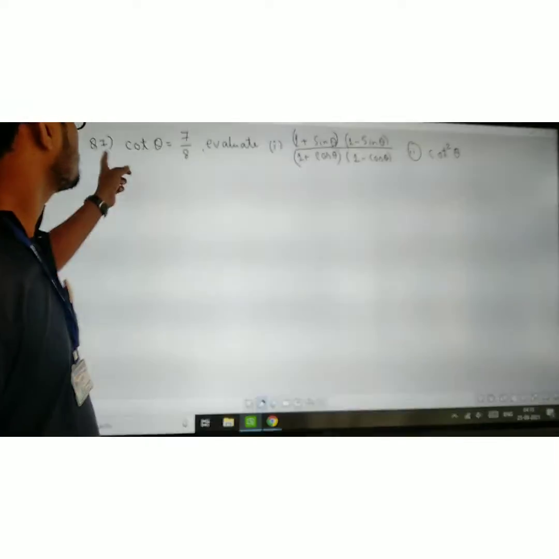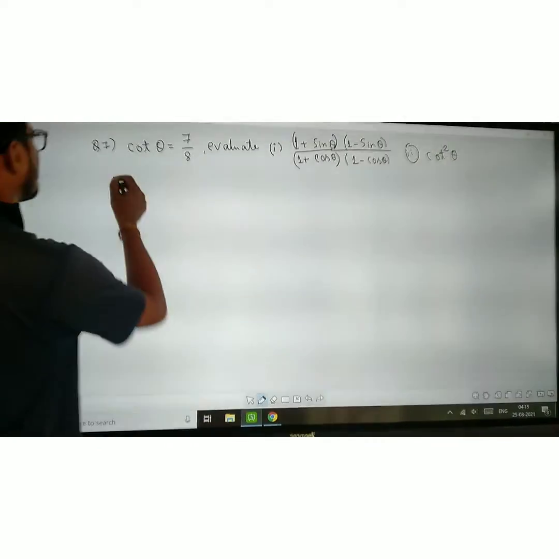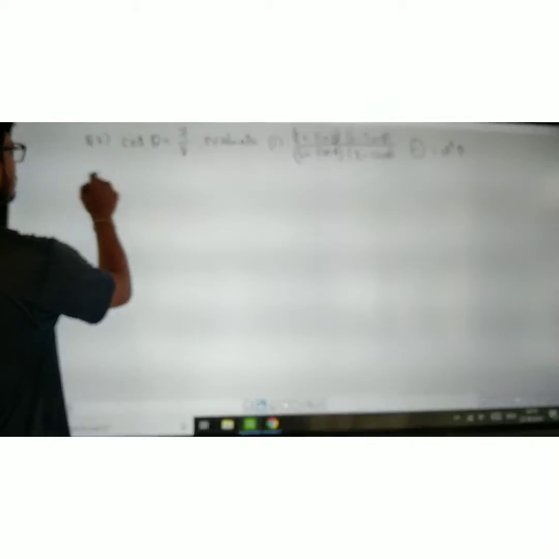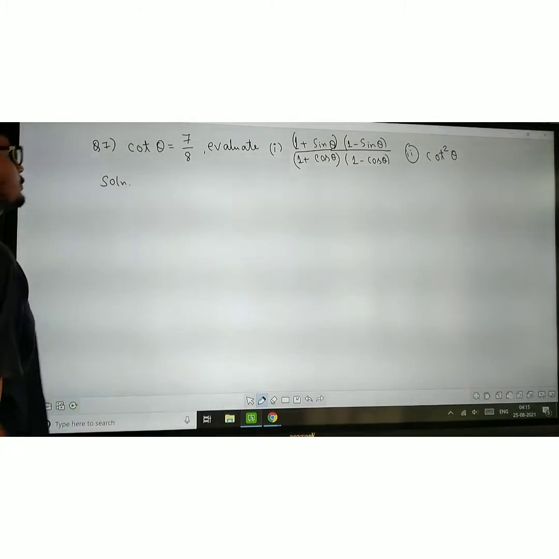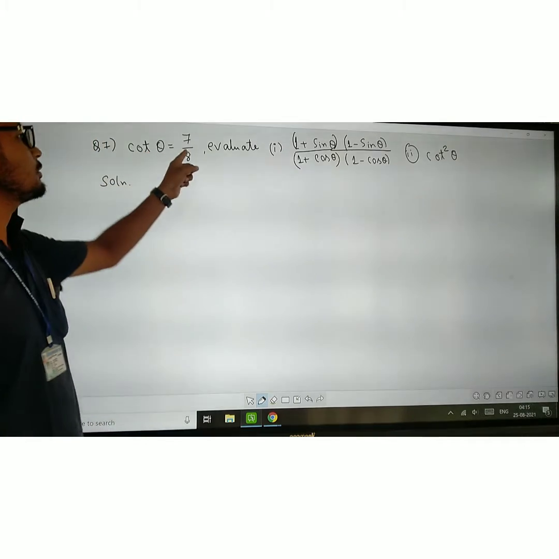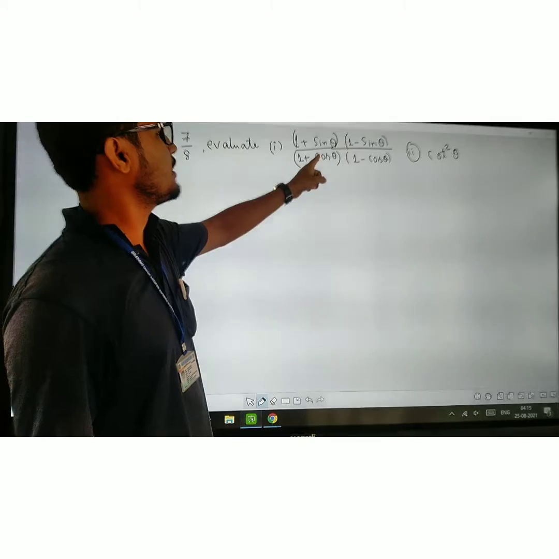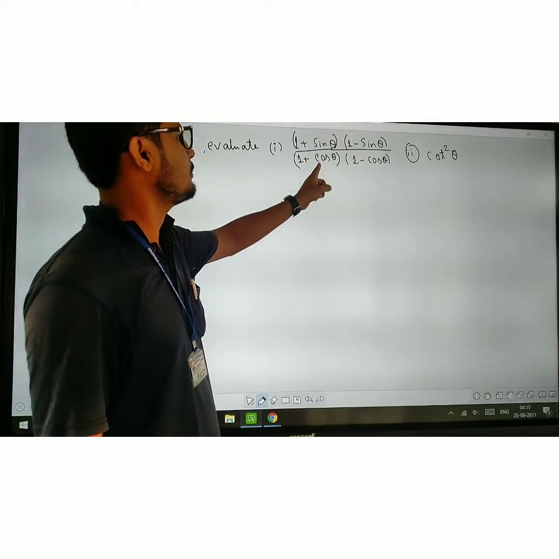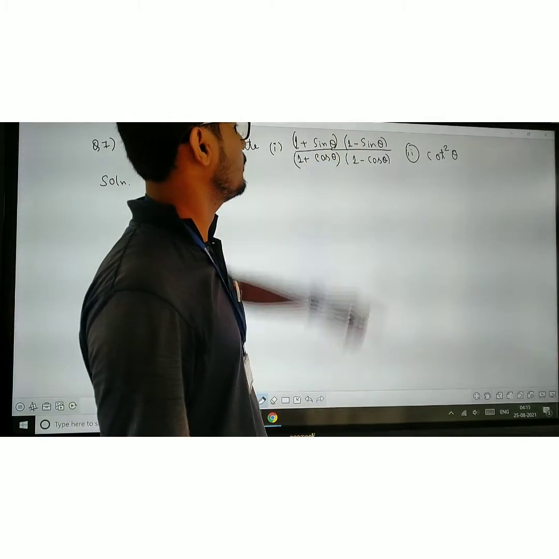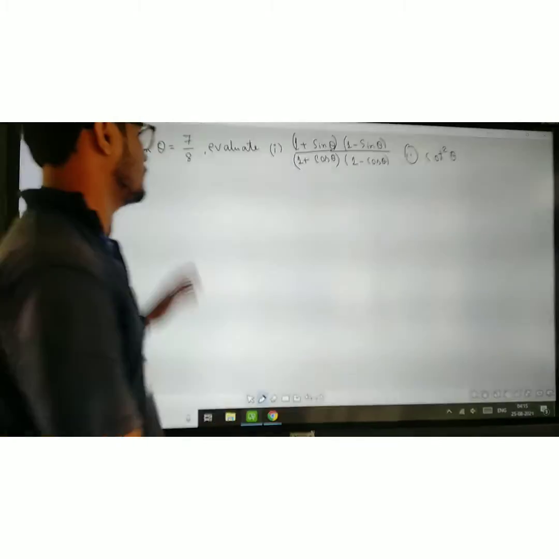So now we will do question number 7. So what is the question? Cot theta is equal to 7 by 8. You have to evaluate: (1 plus sin theta)(1 minus sin theta) by (1 plus cos theta)(1 minus cos theta).